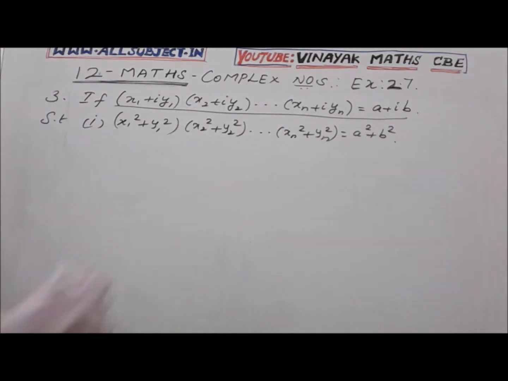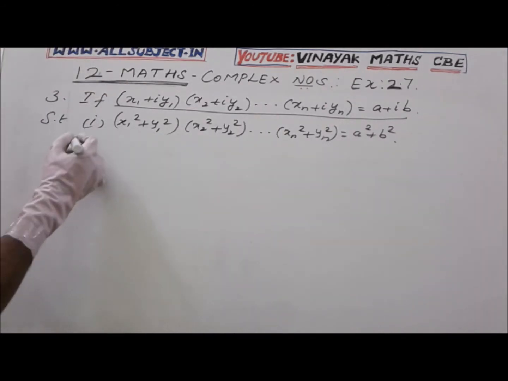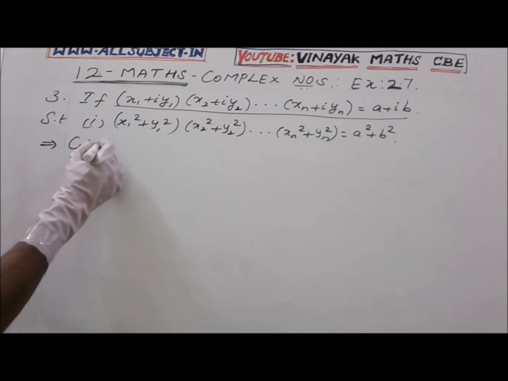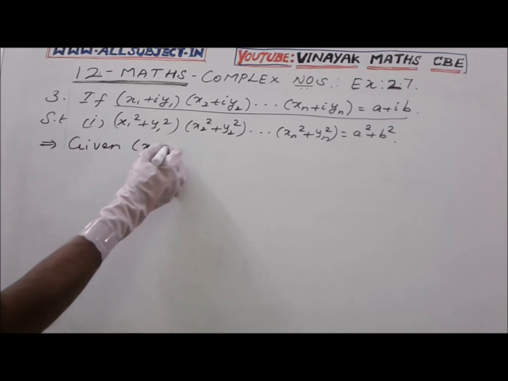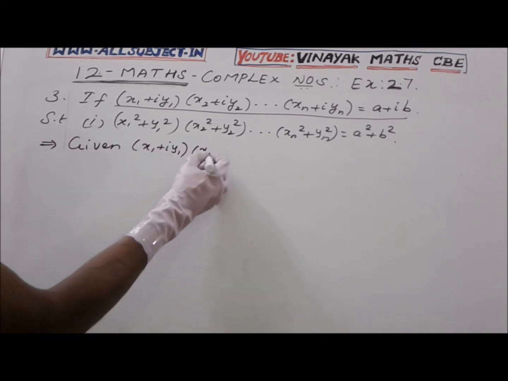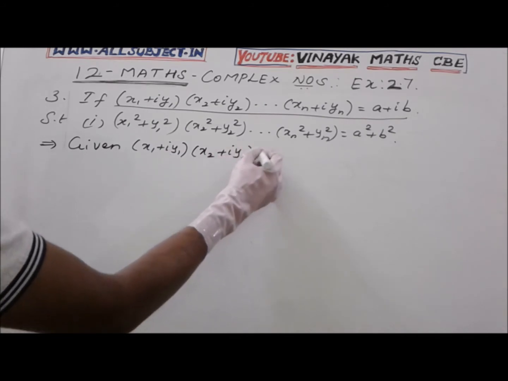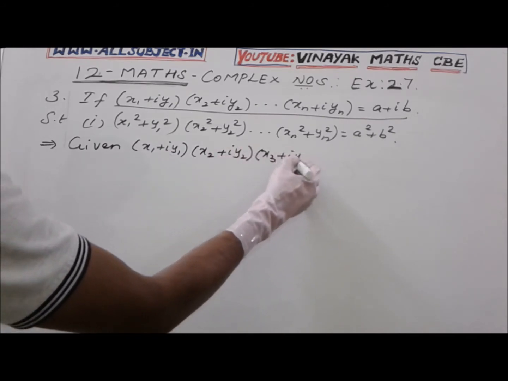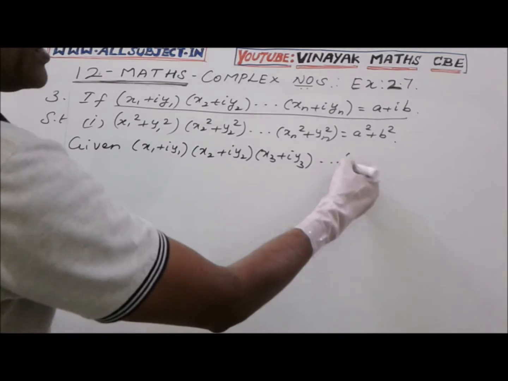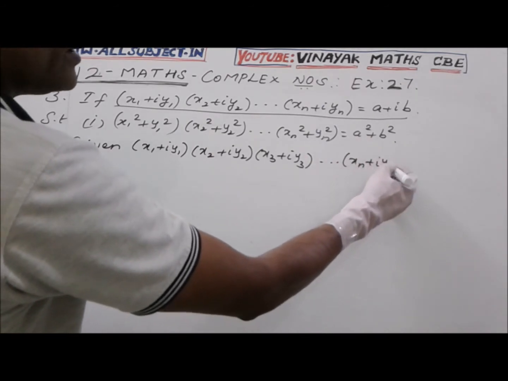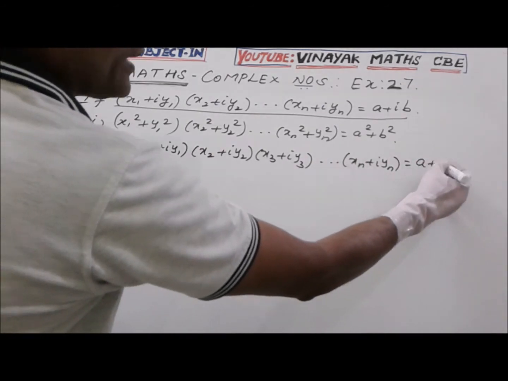By taking modulus on both sides of the given condition, given x1 plus iy1 into x2 plus iy2 into x3 plus iy3 etc. xn plus iyn equal to a plus ib.